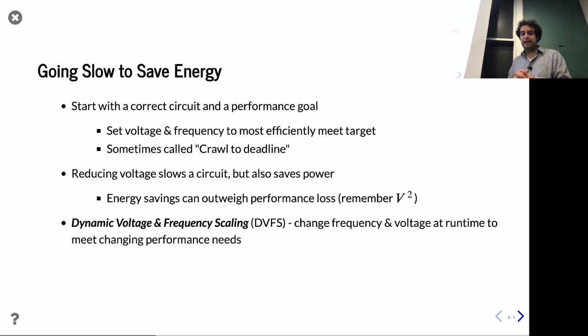But for today, the key idea is, yes, we can slow down to go just as slow as we can to get our job done in time. And so we turn down the frequency, you can also turn down the voltage and get even greater energy savings. Sometimes folks call this crawl to a deadline. It's kind of a name for this. You kind of imagine just barely getting by the deadline. Cool. Question. Yes.